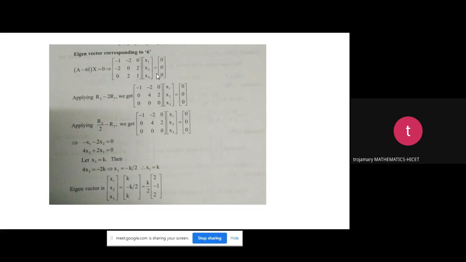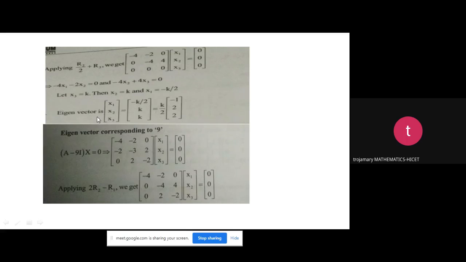Here, in the equation form, our 3 by 3 element is 0. So you directly take x3 equal to some constant k. Then substituting x3 equal to k, you can find the values of x1 and x2. So here we get the eigenvector corresponding to the eigenvalue 6 as 2, minus 1, 2.